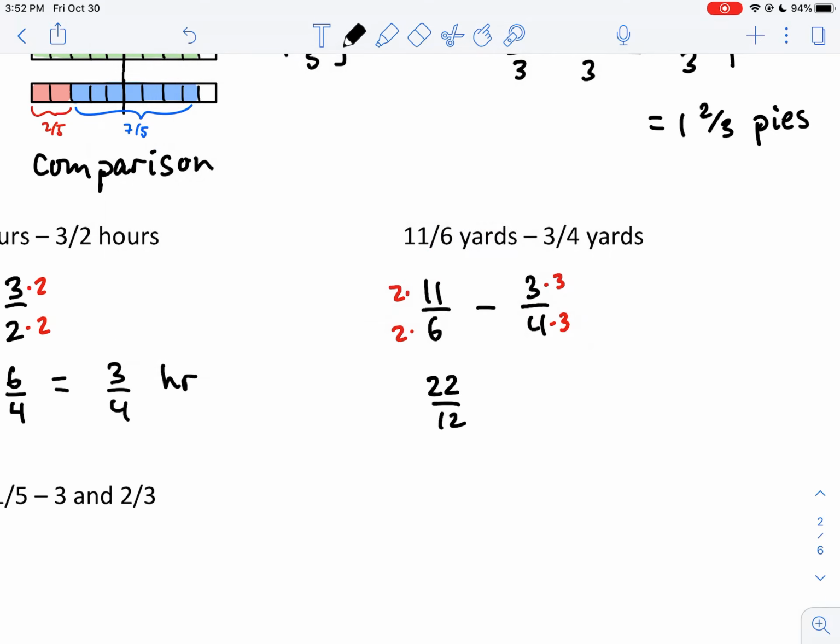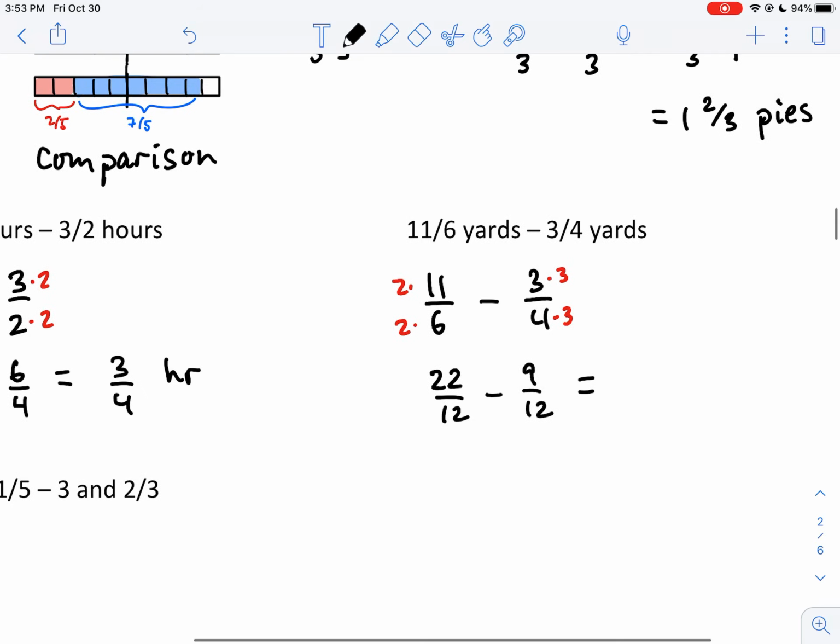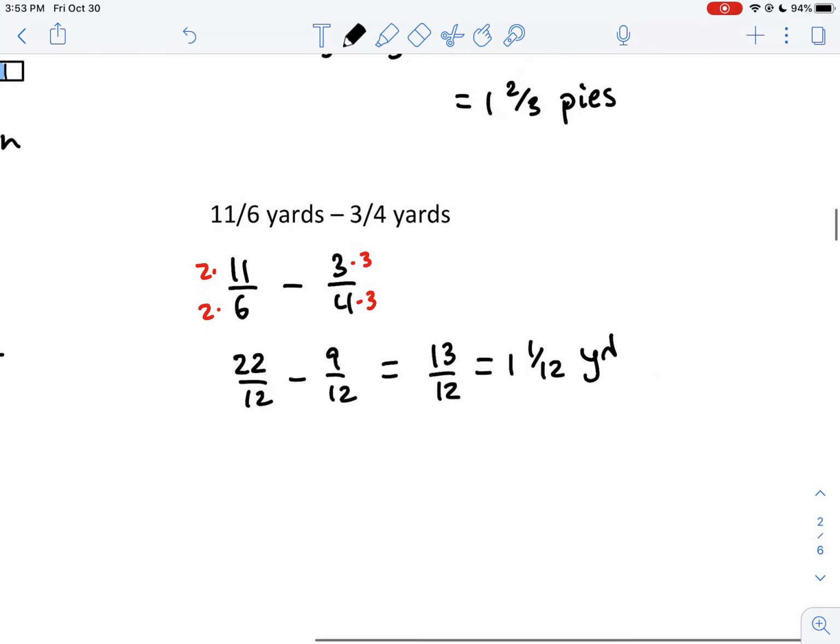And that's going to give me 11 2/12. And we're going to remove from that 3 3/12. And then now that we have common size pieces, I can take 3 3/12 away from 11 2/12. And that gives me a total of 8 11/12, and the unit here is yards.